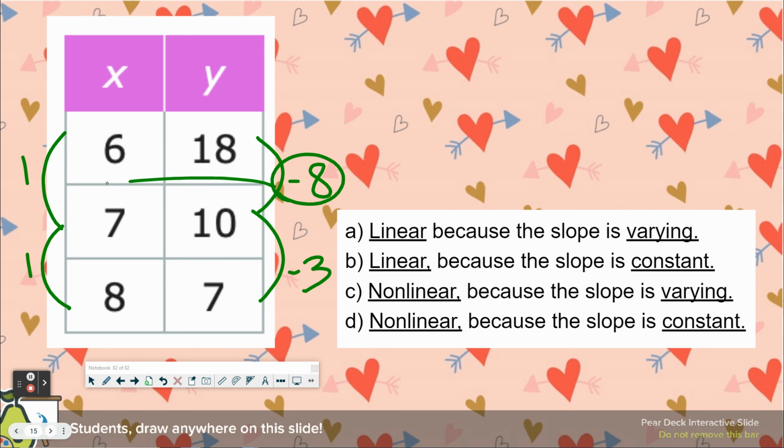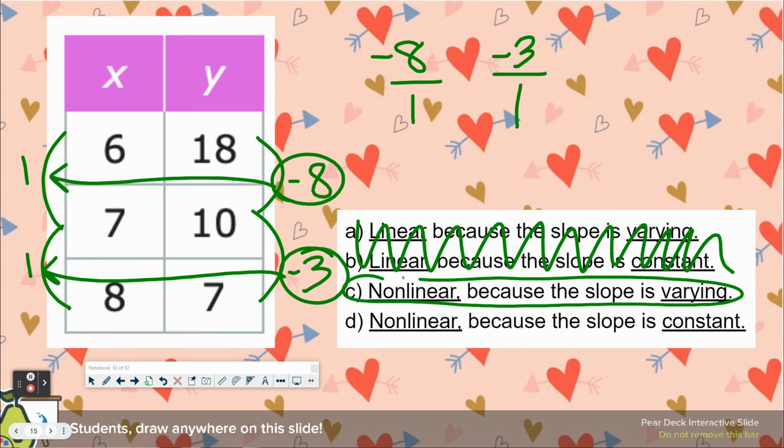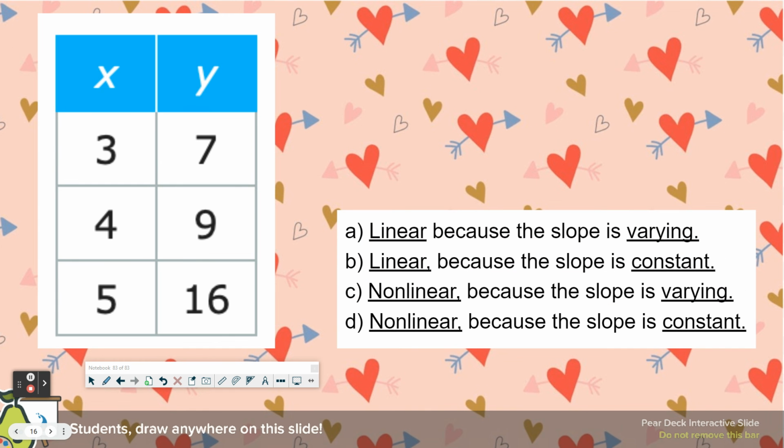Y goes on top over x. So -8 over 1 is my first slope. And then my second slope is -3 over 1. Those are not the same slope. So we know it definitely can't be linear. Then you have to decide, nonlinear, does that mean it's varying or does nonlinear mean constant? You should have said C, varying. Let's go to slide 16.